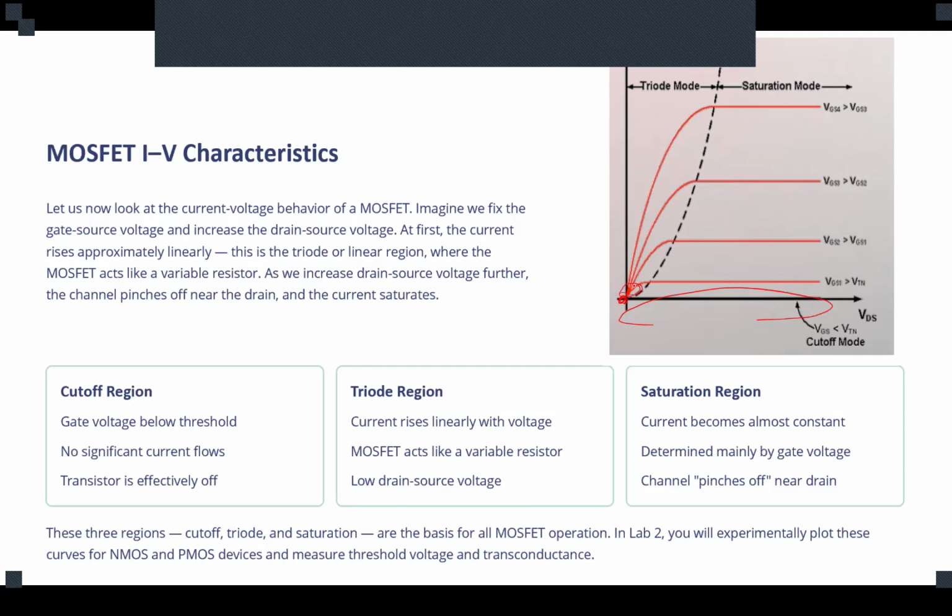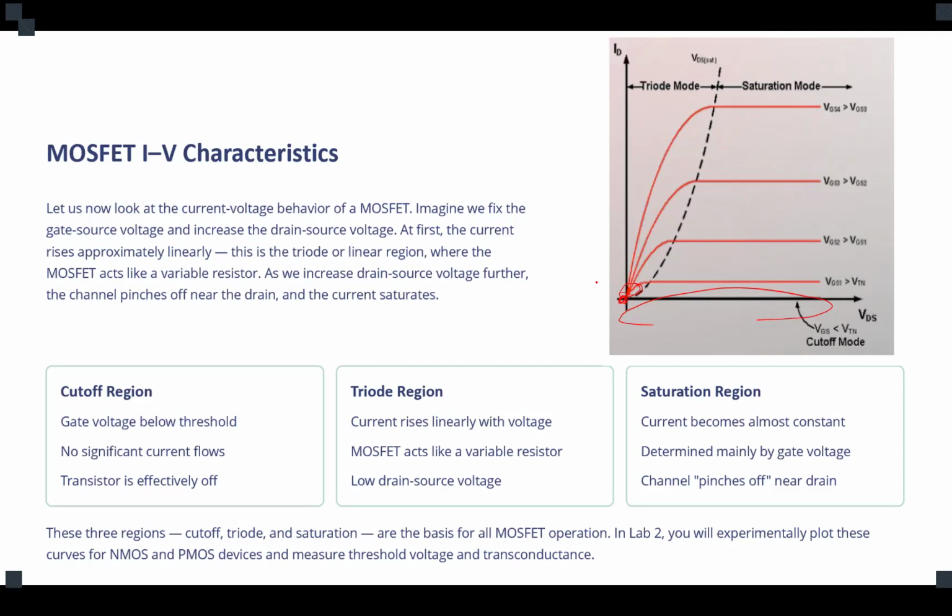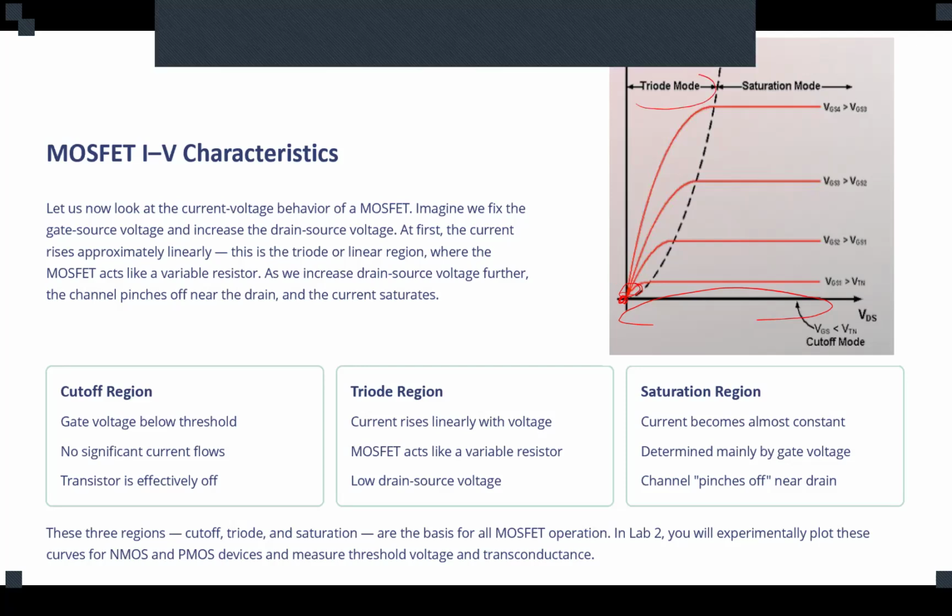At first, when the voltage between drain and source is low, you would have kind of a linear relation between the drain current and the voltage between drain and source. We call this mode the triode mode.